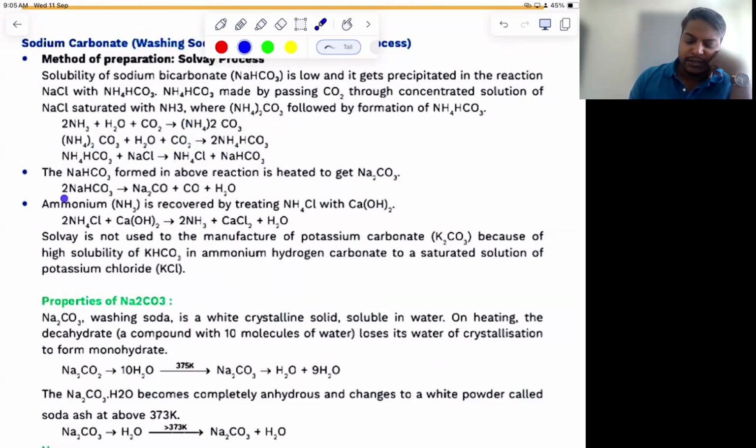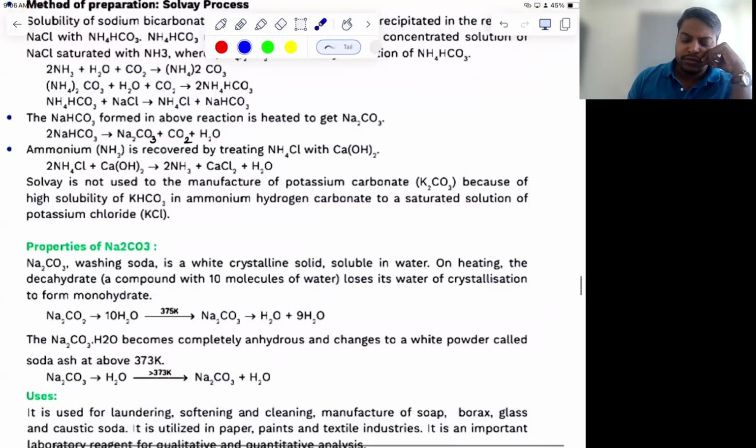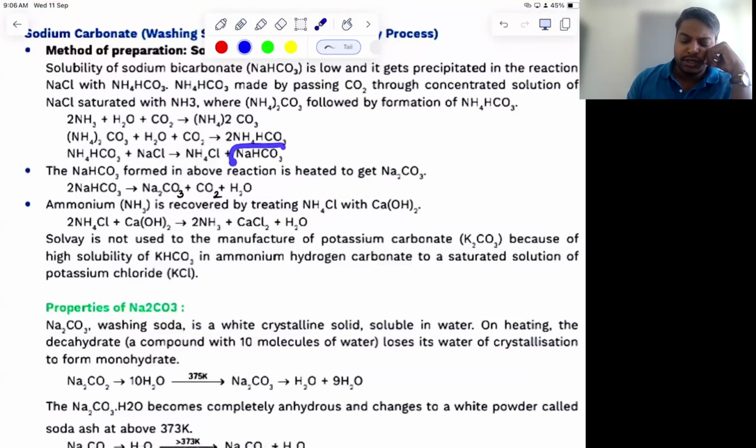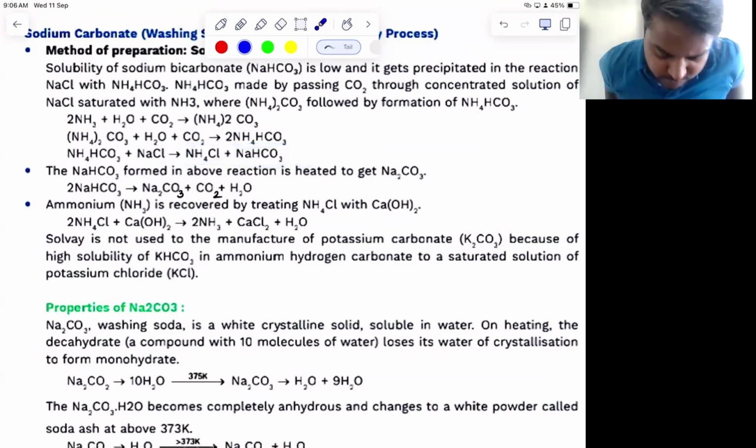And sodium bicarbonate, on heating, gives sodium carbonate, Na2CO3, CO2 and H2O. And the ammonium chloride which has been released will be treated with calcium hydroxide to form calcium chloride, and ammonium chloride will convert into ammonia. So that's how this ammonia is again recycled back. And here we are getting Na2CO3. Out of these steps, what you need to understand is that NaHCO3 here is insoluble. That's why we are able to separate it from ammonium chloride. That is the important part of the Solvay process.